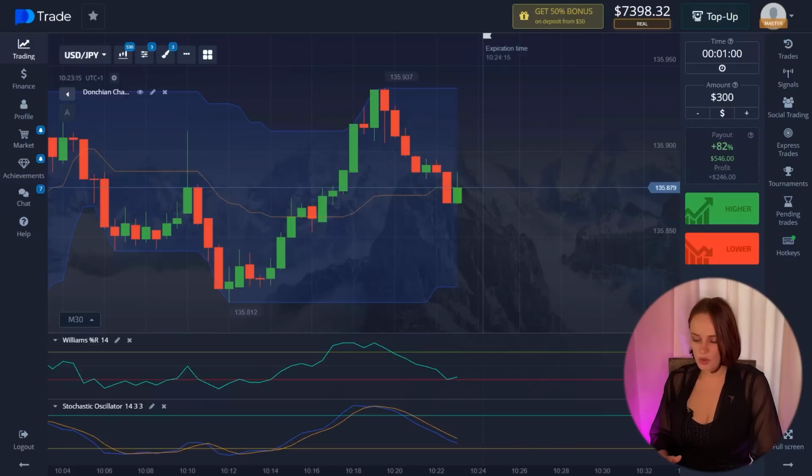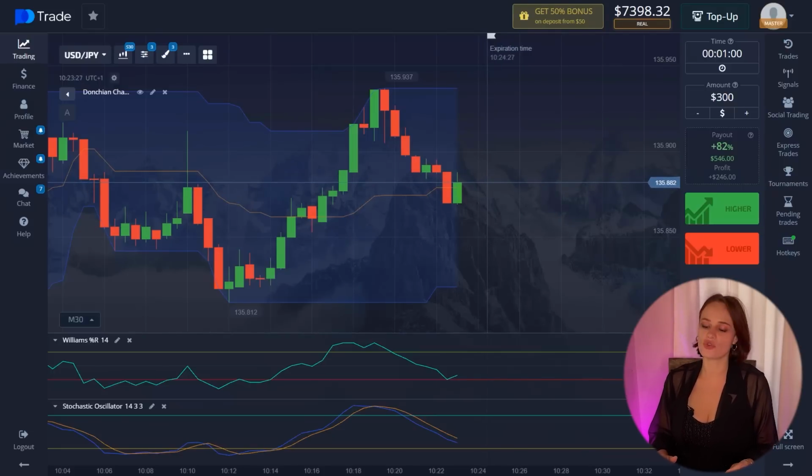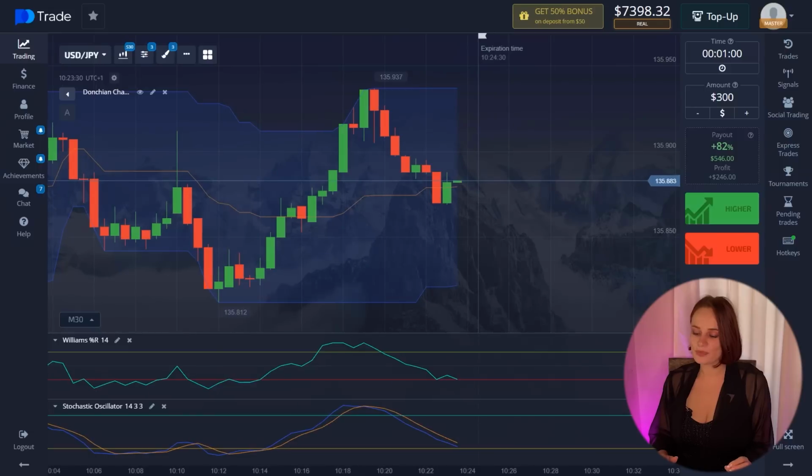So again, we have a task to find a new entry point to the transaction. The price has turned around, is trying to grow again, but is experiencing resistance. And I open a deal to move lower. For 1 minute, the amount is $300.